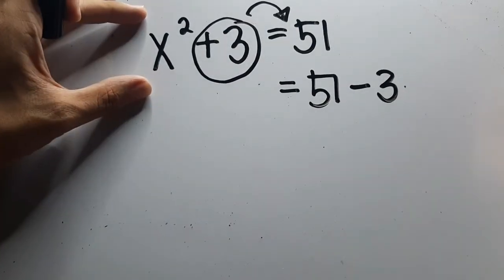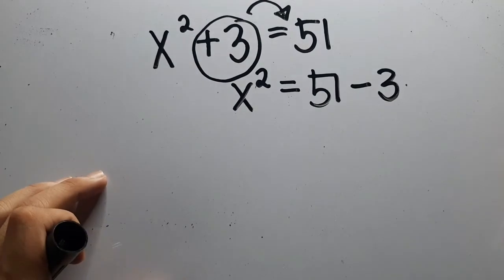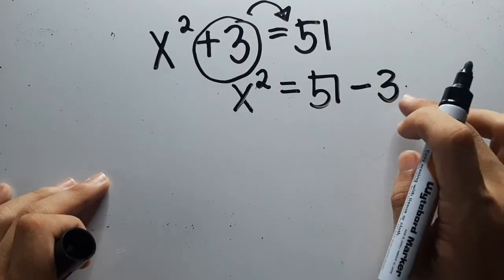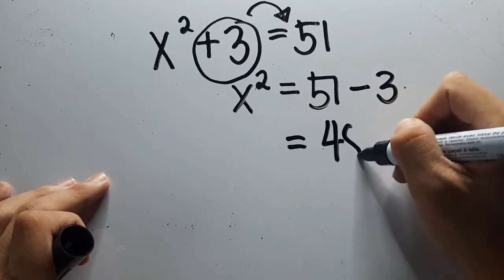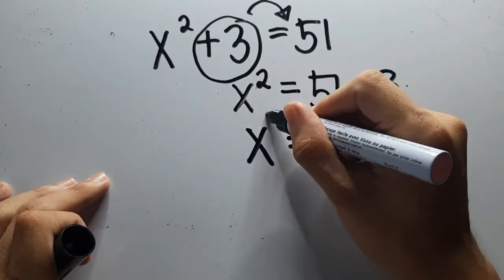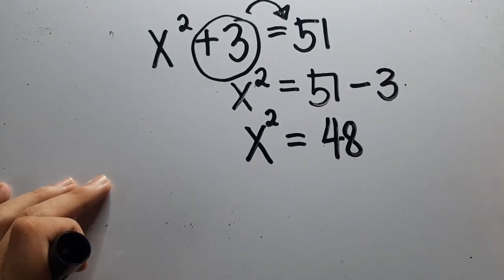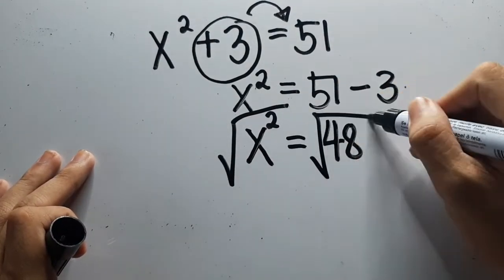So ang natira sa kabilang side ay x squared. So we have x squared is equal to 51 minus 3. So we will subtract 3 from 51. So we have 51 minus 3 is 48. And in the other side, we have x squared. So to get the value of x, we need to extract its square root. So we have square root of x squared and square root of 48.